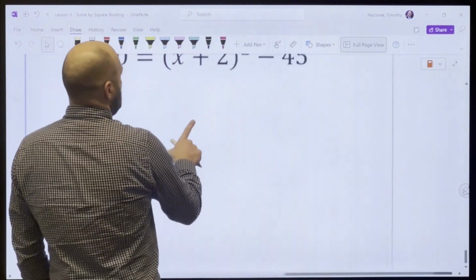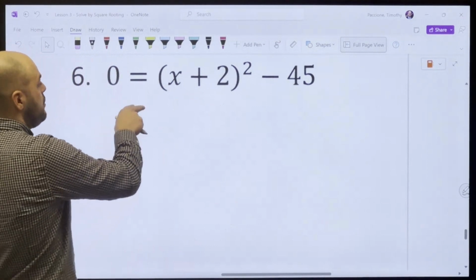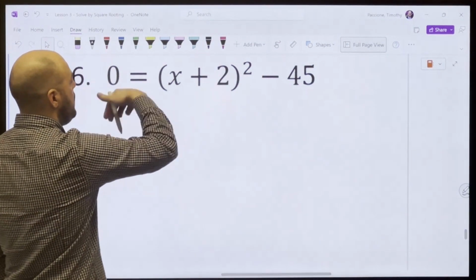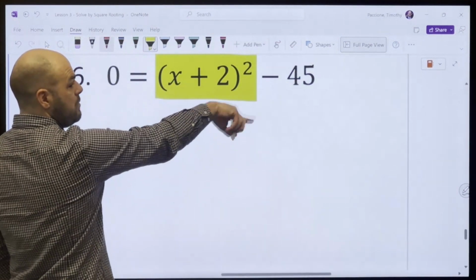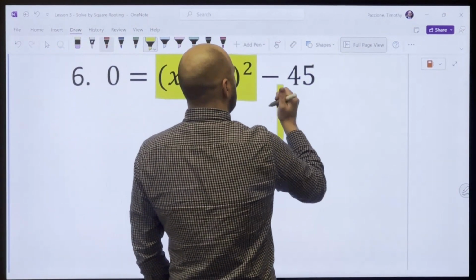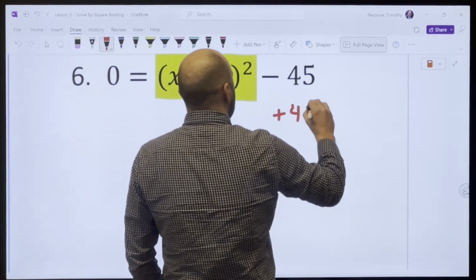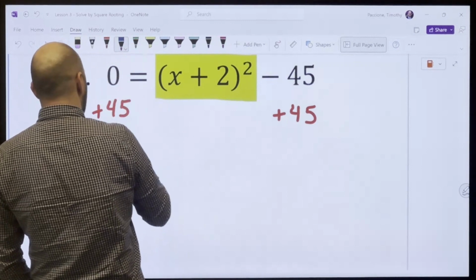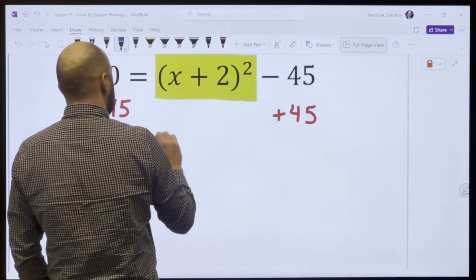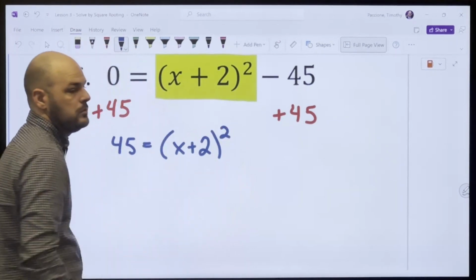Okay? Here we have, this is vertex form, right? 0 equals x plus 2 squared minus 45. My square is right here. That's what I need to isolate. So I'm going to move the 45. I'm going to add 45 to both sides. That gives me 45 equals x plus 2 squared.